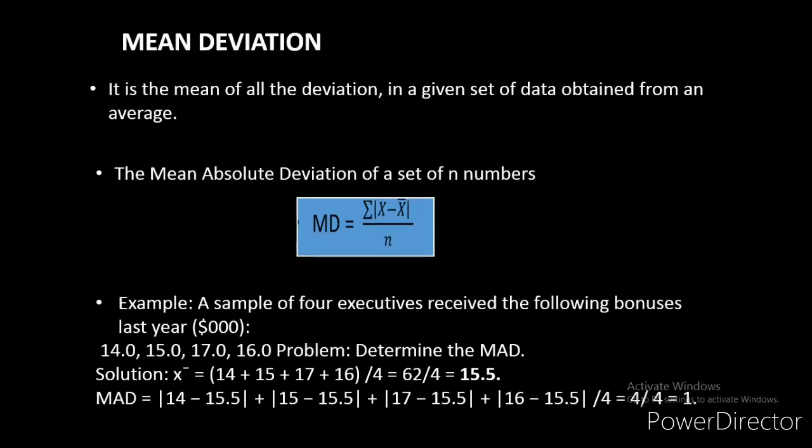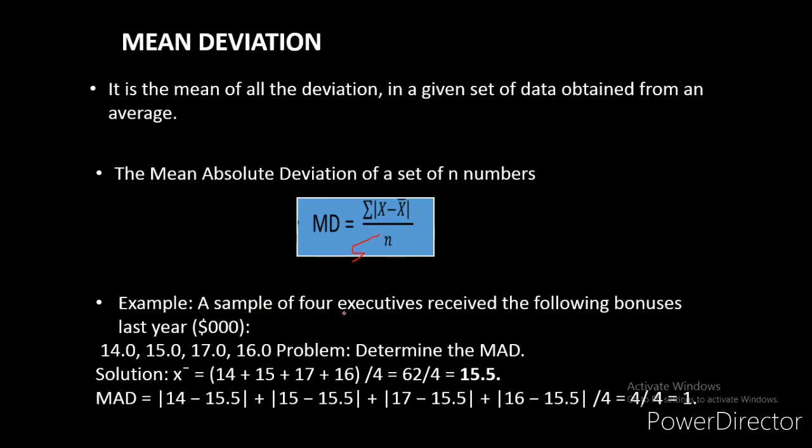Then next one is the mean deviation. It is the mean of all the deviations in a given set of data obtained from an average, and deviations are treated as positive. The mean absolute deviation of a set of n numbers has the formula: summation of |x minus x bar| divided by n. Here x is the observation, x bar is the mean of all observations, and n is the number of observations.